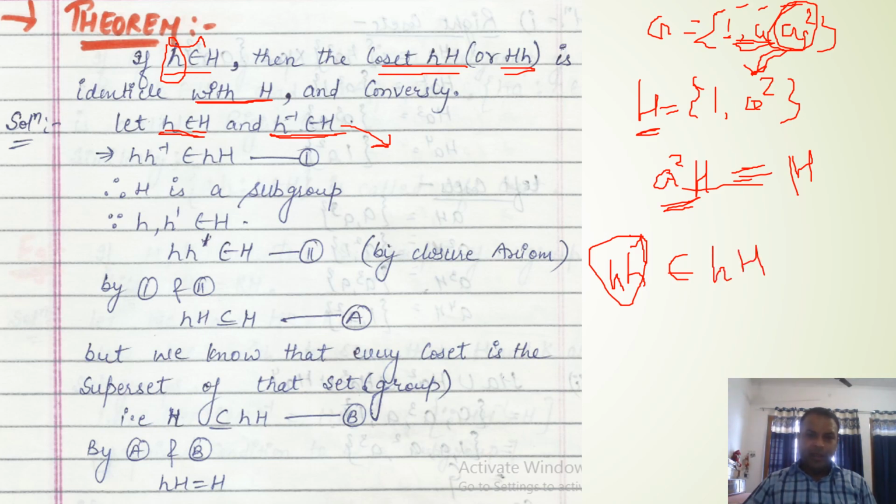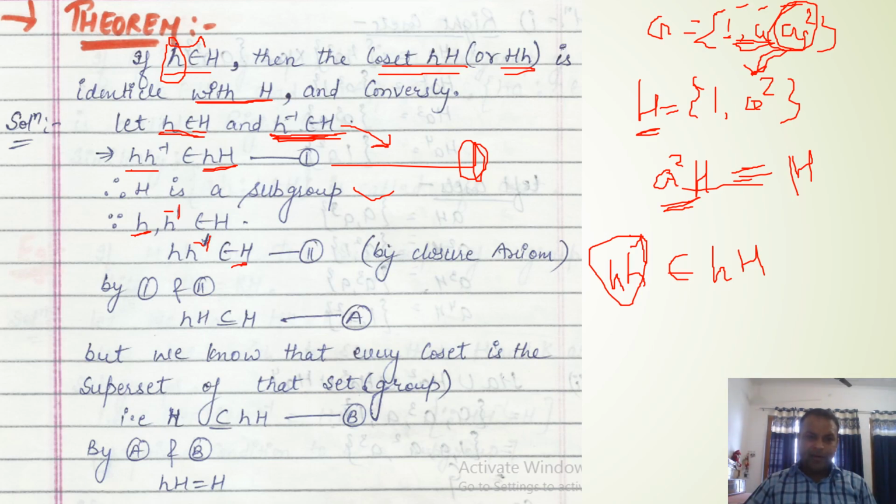You can easily understand that we are multiplying both sides by h, and the multiplication is from the left. So we can say that h inverse will belong to hH. This is our equation number 1. Again, we know that H is a subgroup. If h belongs to this subgroup H, then its inverse h inverse will also belong to H. And by using the closure property, their composition h h inverse will also belong to H.